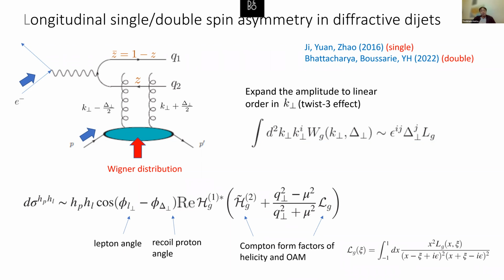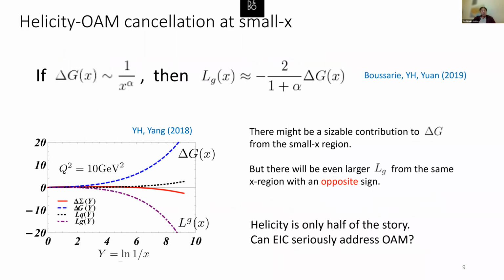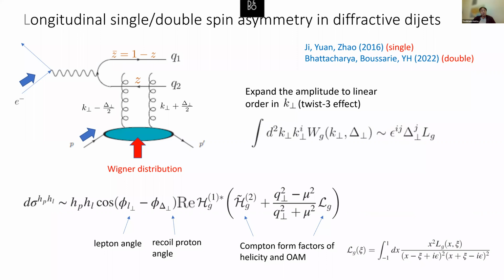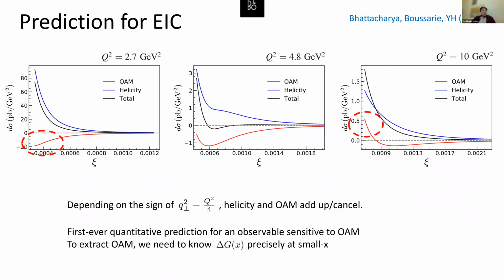add up or cancel each other, because, as I said, there is a cancellation between delta G and the orbital angular momentum. And you can test this theory prediction by measuring this observable as a function of the jet transverse momentum q-perp. So, for example, this is a numerical estimate of the cross section, which is actually a prediction for the EIC.